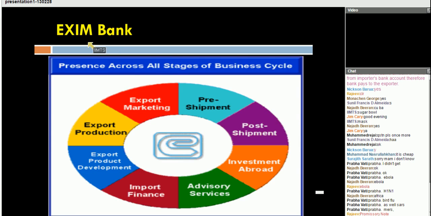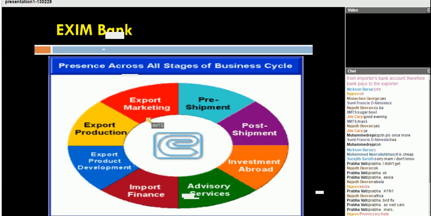Now, if I talk about India, in India there are different institutions, and the most important of them is Exim Bank. Exim Bank stands for Export-Import Bank. It is there to help the manufacturers as well as the purchasers in every stage of the business. They are there for pre-shipment, post-shipment, and investment abroad: how it has to be done, what formalities need to be followed. Then they offer advisory services, which sector will be good for a particular exporter, which country will be good and feasible. Then they offer import finance. Export product development is there. They help in the production process as well.